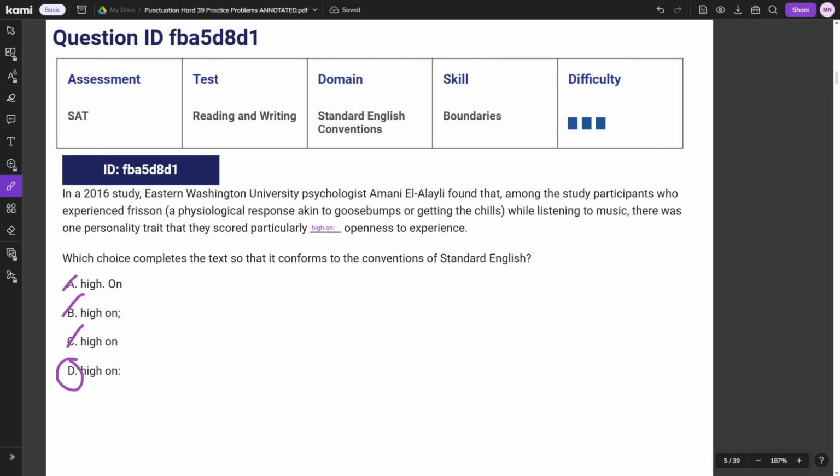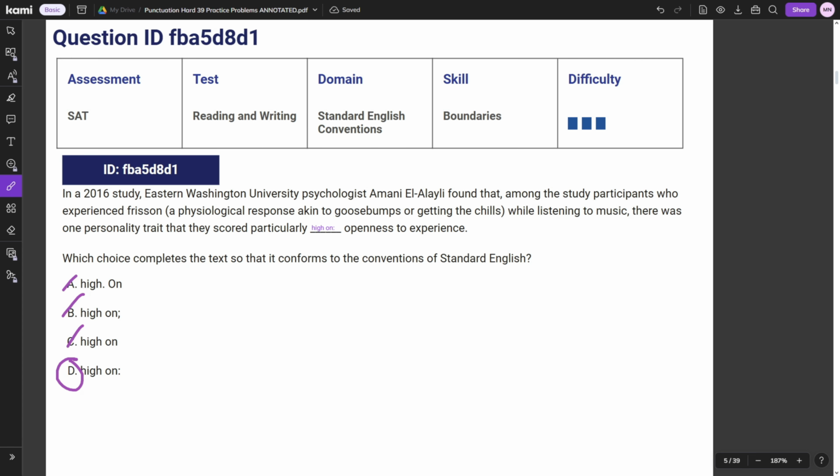Alright, I went ahead and plugged in answer choice D, and the thing about a colon is that it connects an independent clause, or a complete sentence, with anything else. Alright, so the thing after the colon could be an independent clause, a complete sentence, or it could be an incomplete sentence, it could be a fragment, it could be a list, it could be an explanation, it could be anything, alright? So the only important thing is that everything before it is a complete sentence.